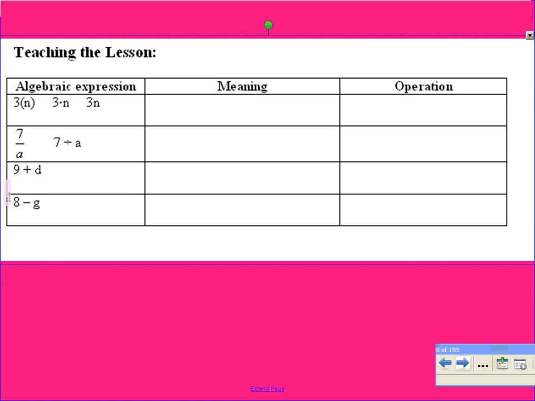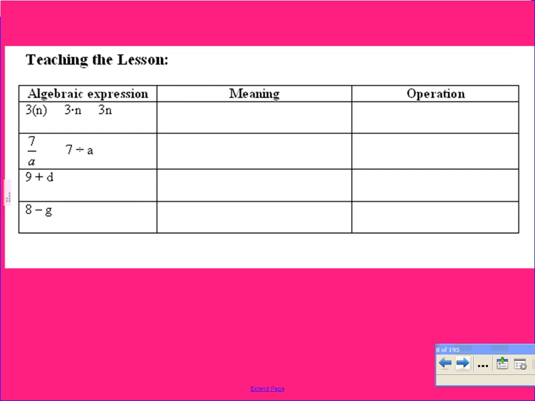Okay, so here's what this means. This 3 and this n, so there's a parenthesis around the n. They're right next to each other. That means multiplication. So I want you to write for the operation, multiplication. The 3 dot and the n also means multiplication. The 3 next to the n also means multiplication. So the meaning they want us to write down is 3 times n.